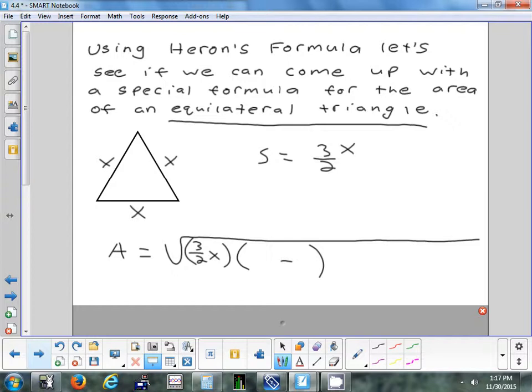Remember, whatever comes next is going to be repeated 3 times. 3/2 x minus x. Semi-perimeter minus my first side. Semi-perimeter minus my second side. And semi-perimeter minus my third side.